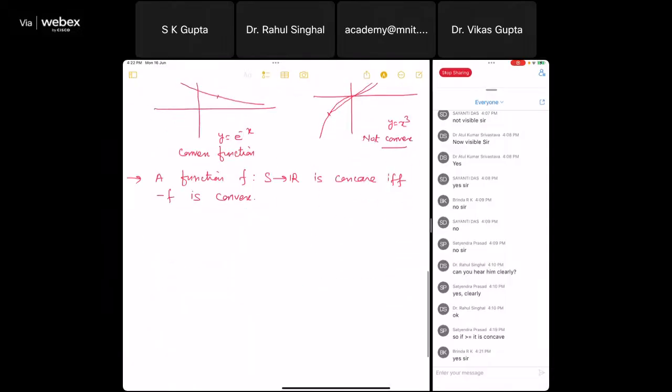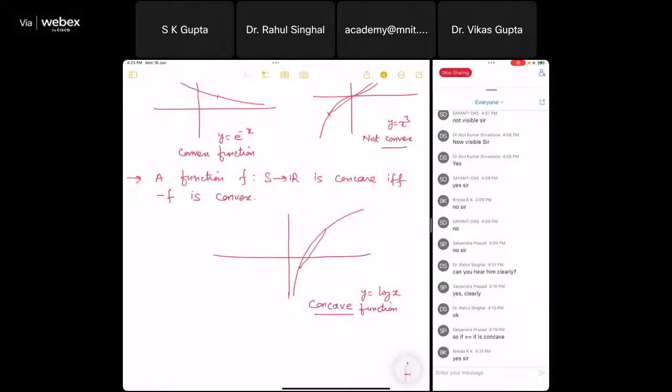Suppose you take y equal to log x. It is something like this function, right? If you draw the chord here, take any two arbitrary points and join the chord, it lies below the curve. So it's a concave function. For a concave function, you take any two arbitrary points on the graph, join the chord, and it always lies below or on the curve.